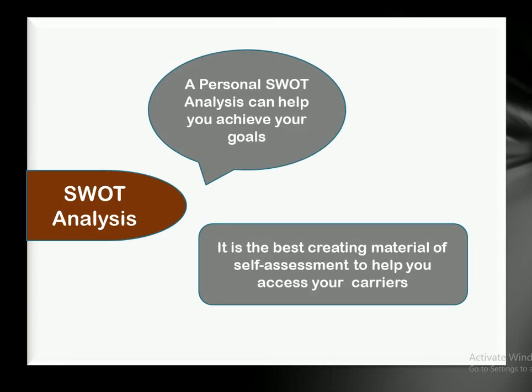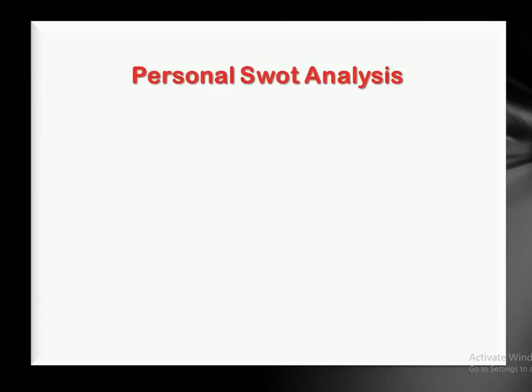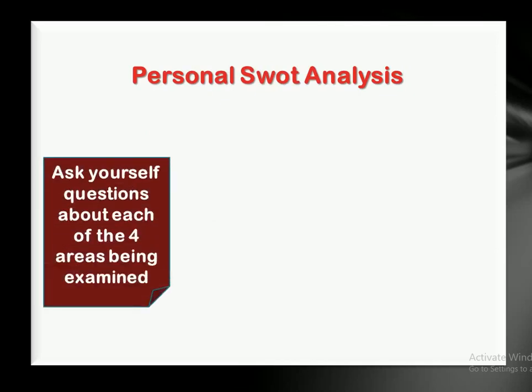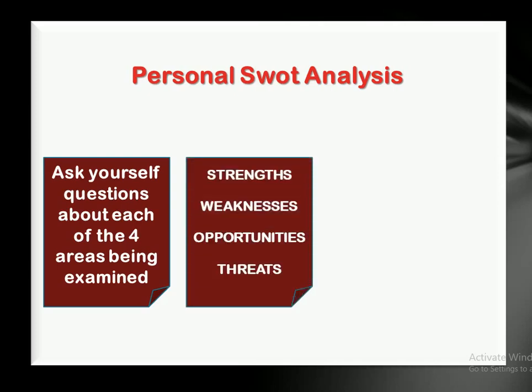Now, how can a personal SWOT analysis be done? The first thing that you need to do is ask yourself questions about each of the four areas being examined. Now, what are these four areas that are to be examined? First are the strengths, then weaknesses, opportunities, and threats.